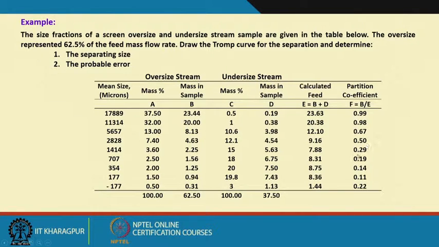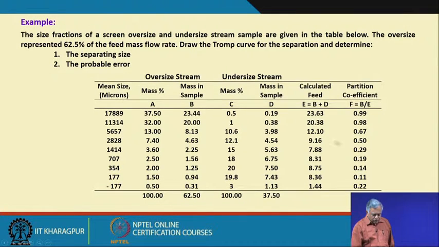But as you go closer, as you go down, similarly for this size it is 0.98. Now you are getting different values for that. So this is giving you the difficulty that your screening operation has faced for each discrete particle size.